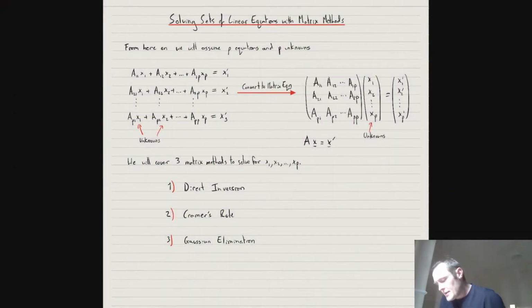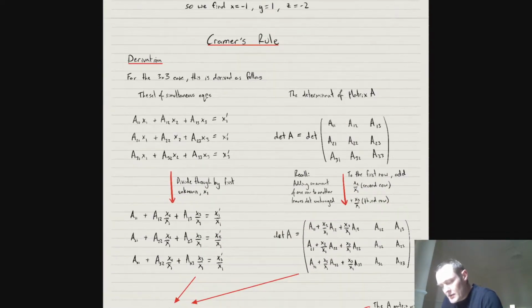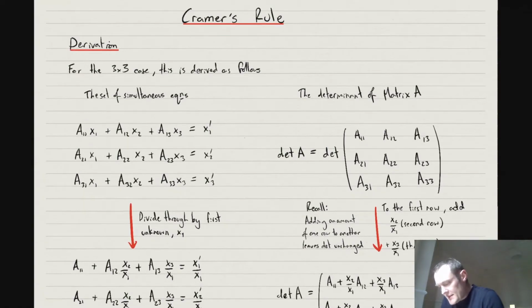Okay, welcome back everyone. So in this video we'll cover the second of the three methods for solving simultaneous linear equations with matrices. This one is Cramer's rule. So I'll do a quick derivation and state Cramer's rule formally, and then we'll use it to solve an example. So firstly, the derivation.